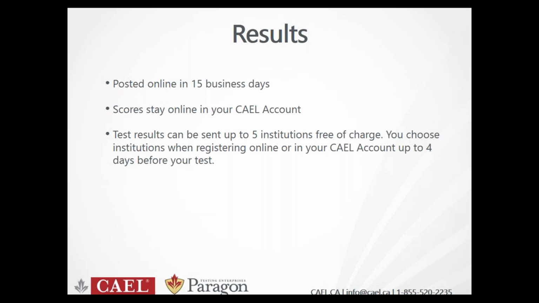Now, we do send hard copy official score reports to institutions that you're applying to. So test results can be sent to up to 5 institutions free of charge. The results can only be sent to the institutions free of charge if you choose up to 4 days before your test to have your results sent to them. So when you're registering for the CAEL, we are going to ask which institutions you'd like to have your results sent to. And even up to 4 days before your test, you will be able to add or delete or let us know that you want your results sent to different institutions.